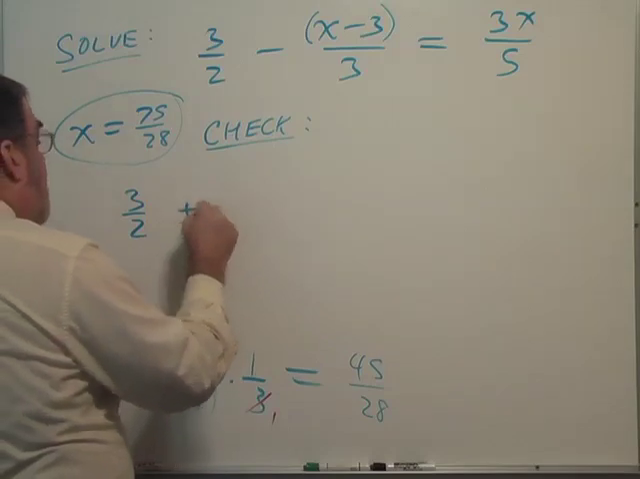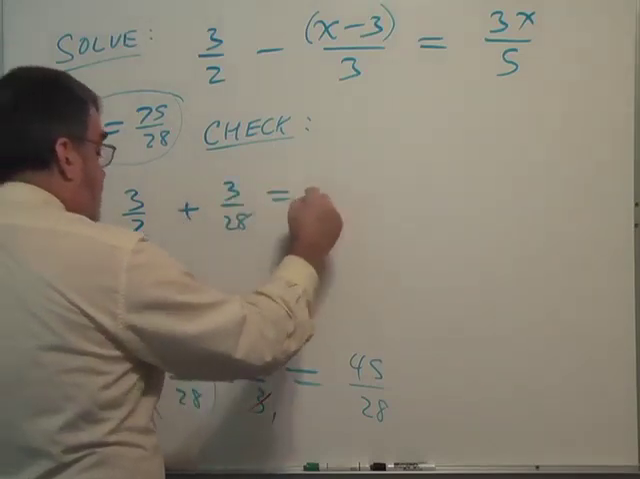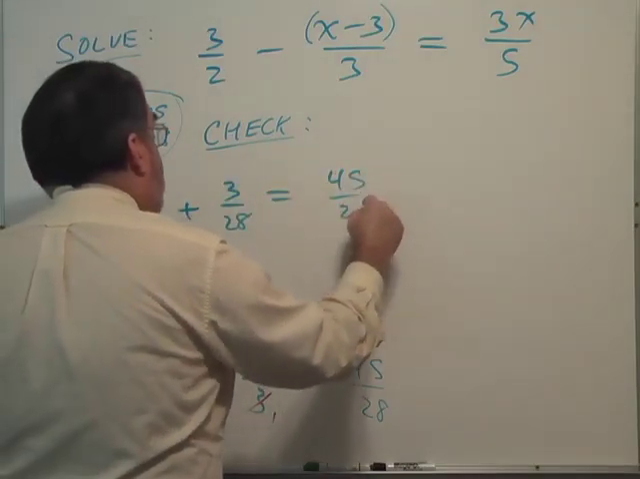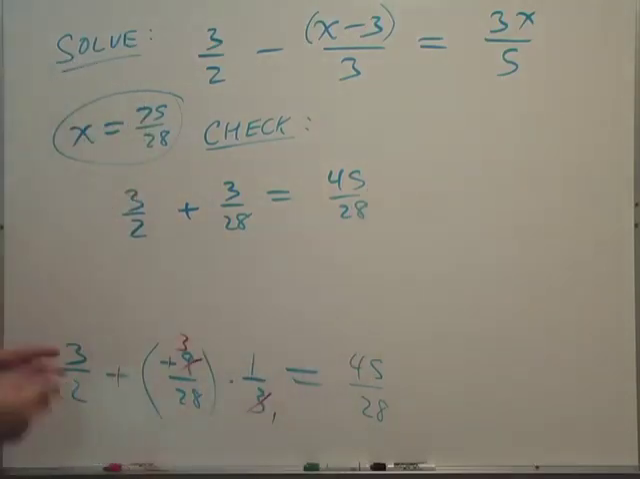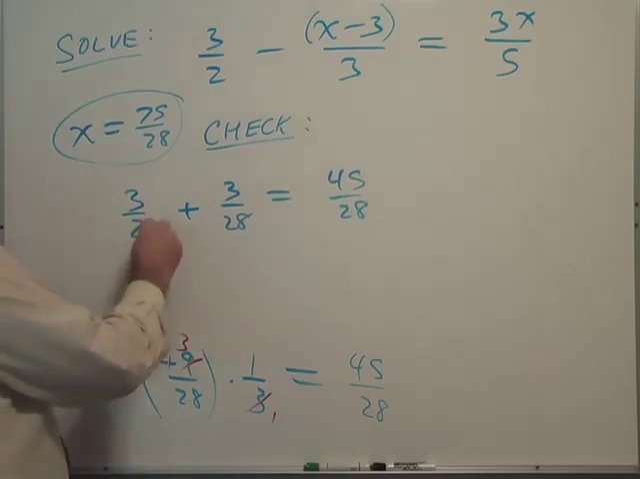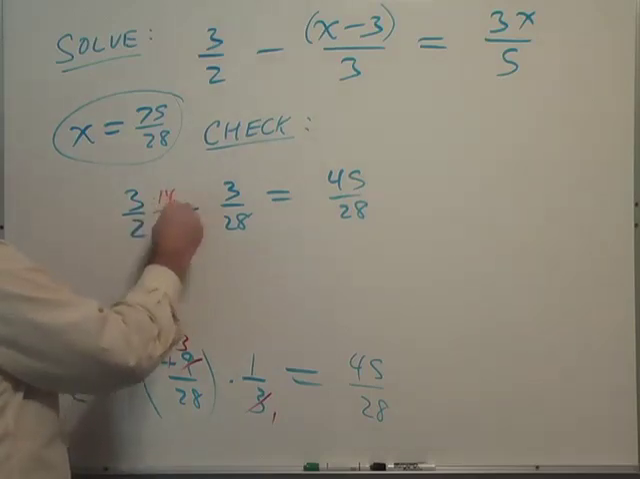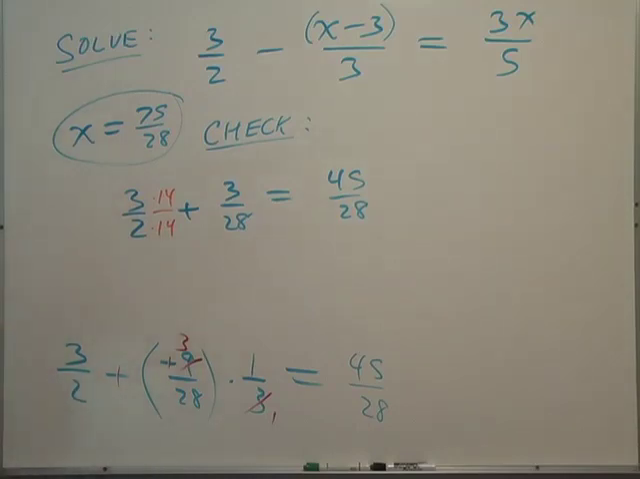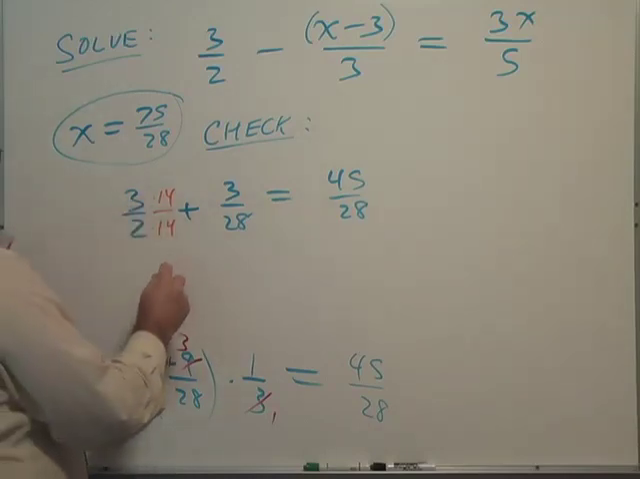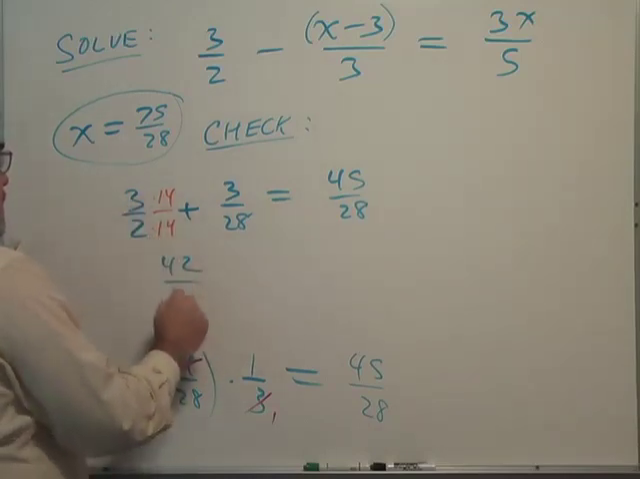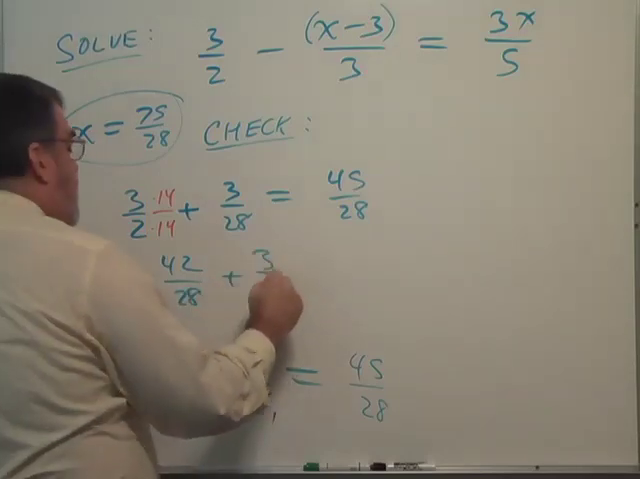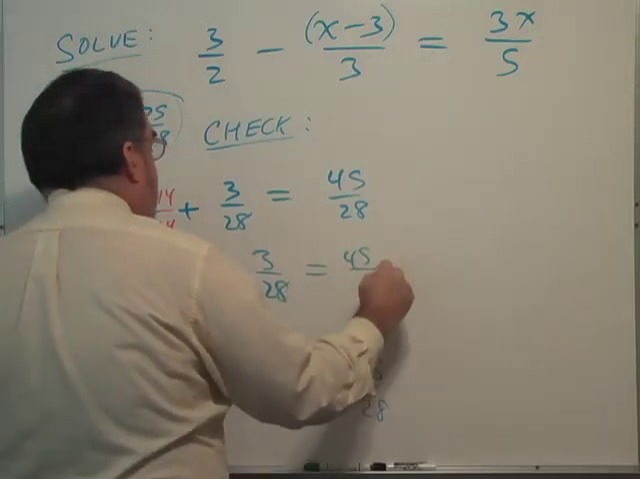Okay, so I have 3/2 plus 3/28 equals 45/28. Well, I need a common denominator. I need to make this a 28. I can do that by multiplying by 14. And so 3 times 14 is 42/28 plus 3/28 equals 45/28.